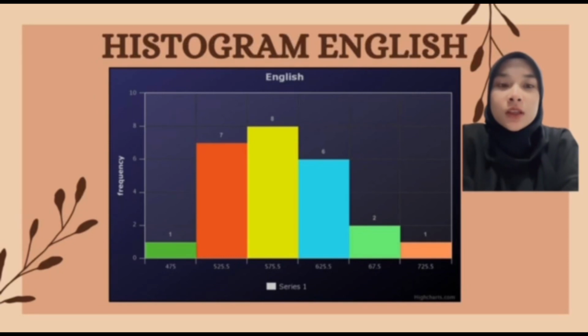The highest frequency also belongs to the third score, which is 8. And the second highest frequency goes to the second score, which is 7. The lowest frequency goes to the first and sixth score, where the frequency is only 1.